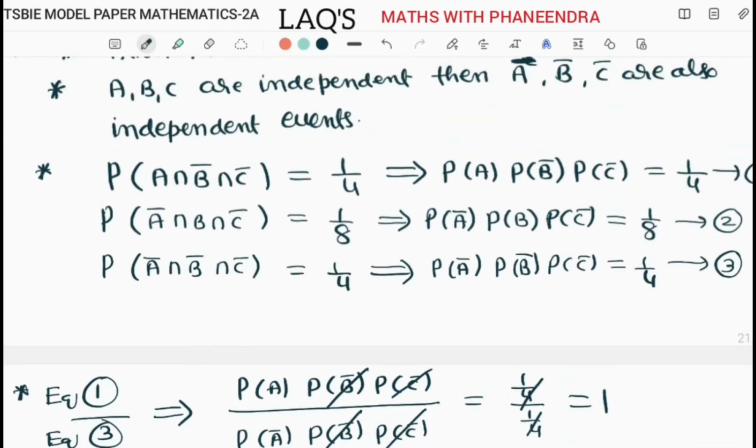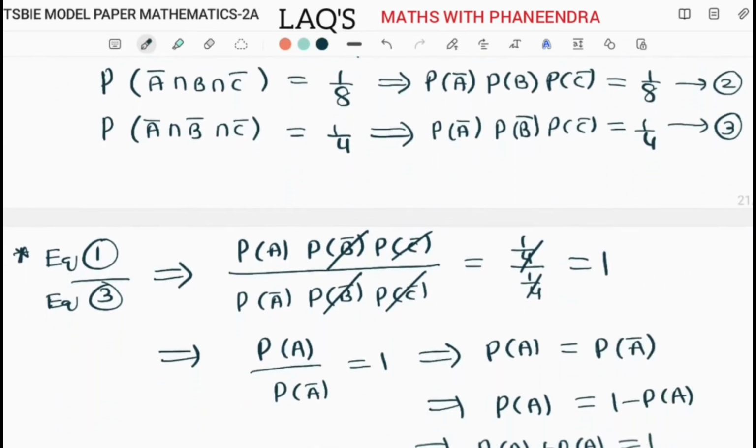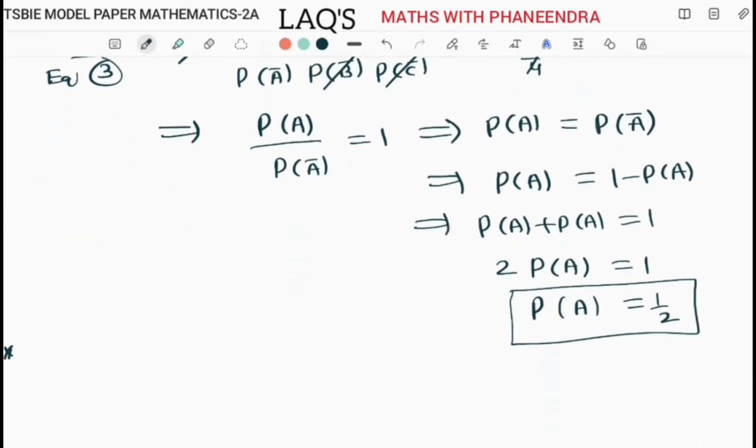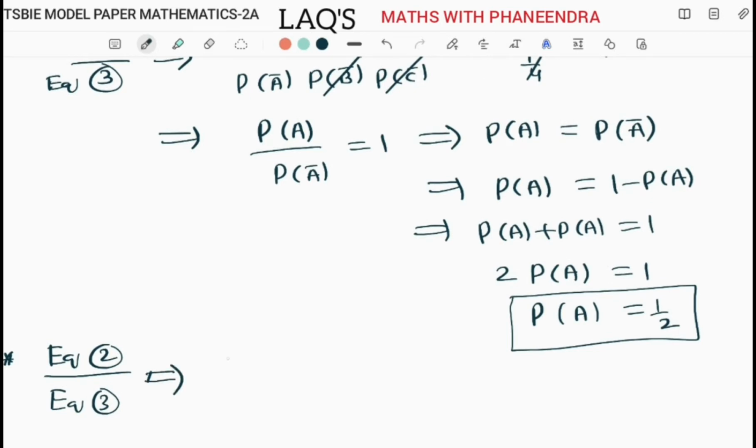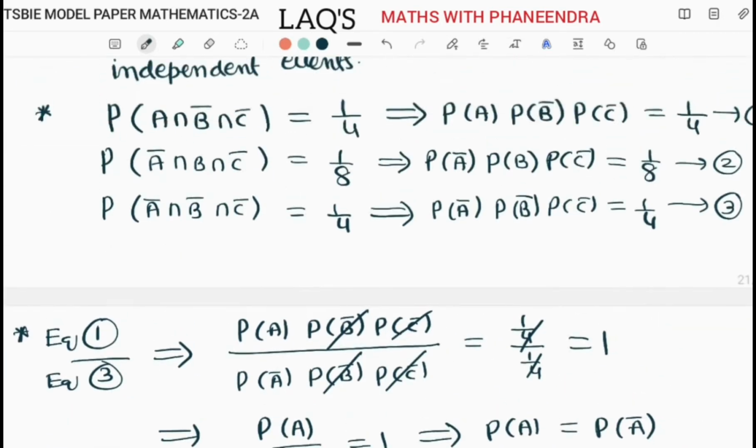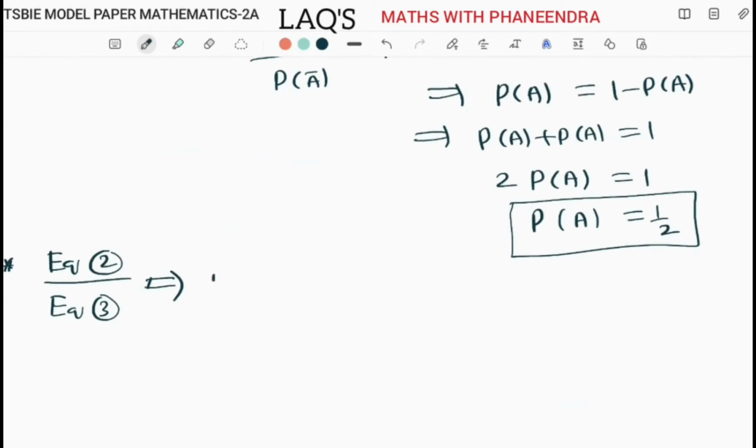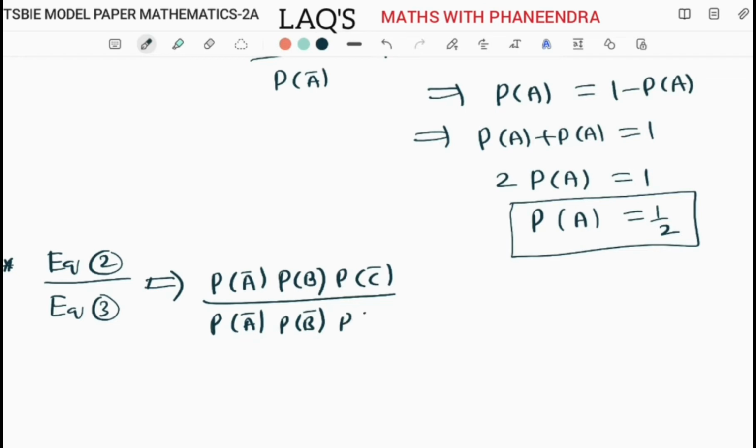This is the way we can do it. Similarly, we will do equation 2 by equation 3. Equation 2 means P of A complement into P of B into P of C complement by P of A complement into P of B complement into P of C complement is equal to 1 by 8 by 1 by 4.